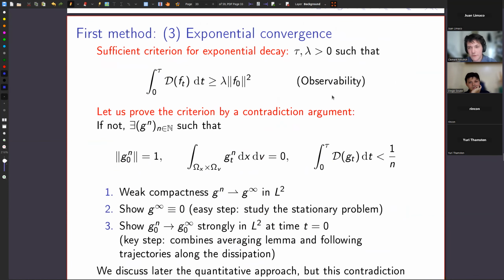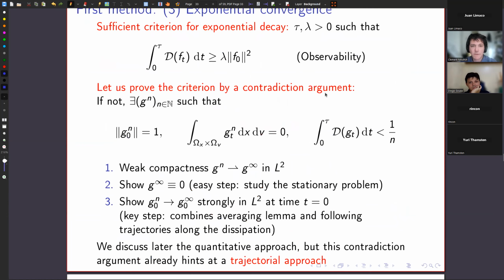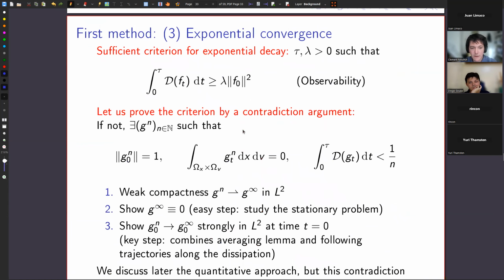So the first argument, I put a first argument for pedagogy, but maybe I will only show this slide and just one second slide to end the talk with the quantitative argument. I won't have time to go into more details. The idea is the following. That is the goal. We want to prove this. This is what I told you was the observability. Just note that the observability will imply exponential decay.